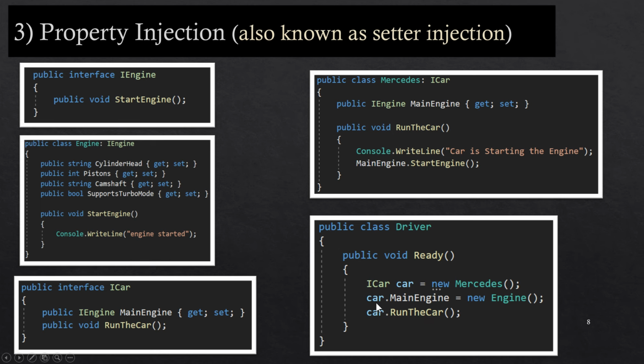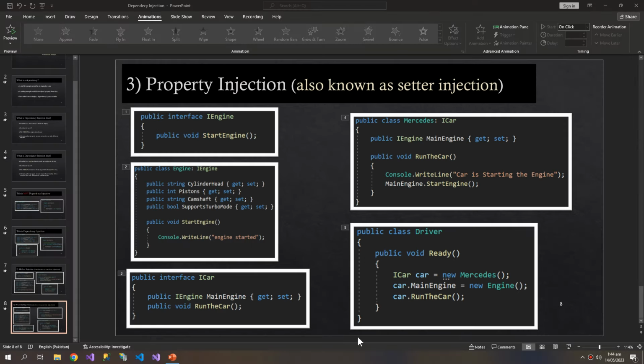Because we have provided the car with a new engine, the Mercedes now has an engine. So this car, new Mercedes, now has an engine to work with. So when we start car dot run the car, it will work. So the dependency injection is all of this. And dependency injection is linked to other .NET topics which are very important for you to know.